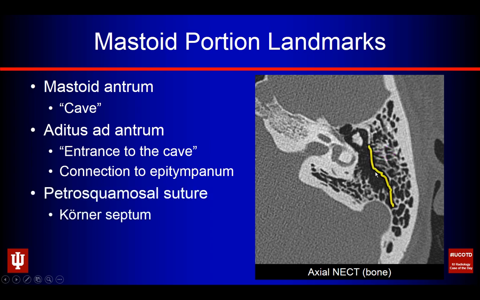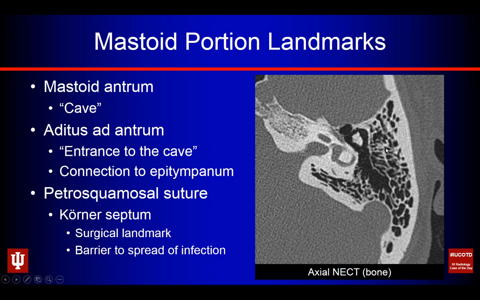We also see out laterally, we have this yellow line that's fading away. That's our petrosquamosal suture, or it goes by the eponym of the Koerner septum, if you like to name things after presumably Germans. But that's a surgical landmark. And it's also an important physiologic and anatomic structure because it can serve as a barrier of spread of infection from the middle ear to the lateral mastoid cells and vice versa.